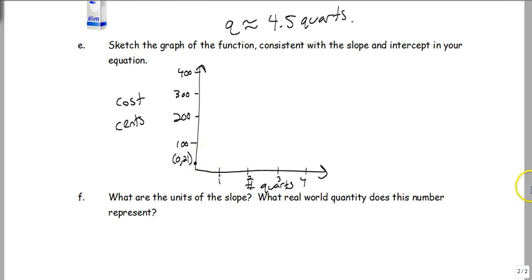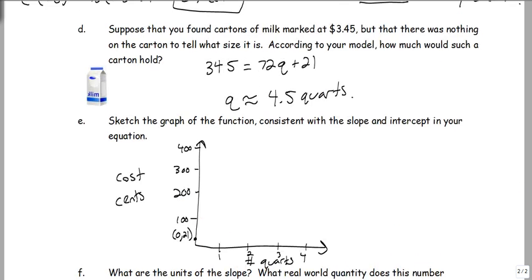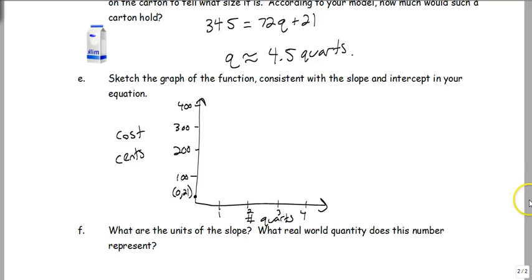And then our slope is 72Q. But we also know one of the other points. The other point is 2, 165. So I'm going to put that here. So this is 2, 165. And that would be our line then.